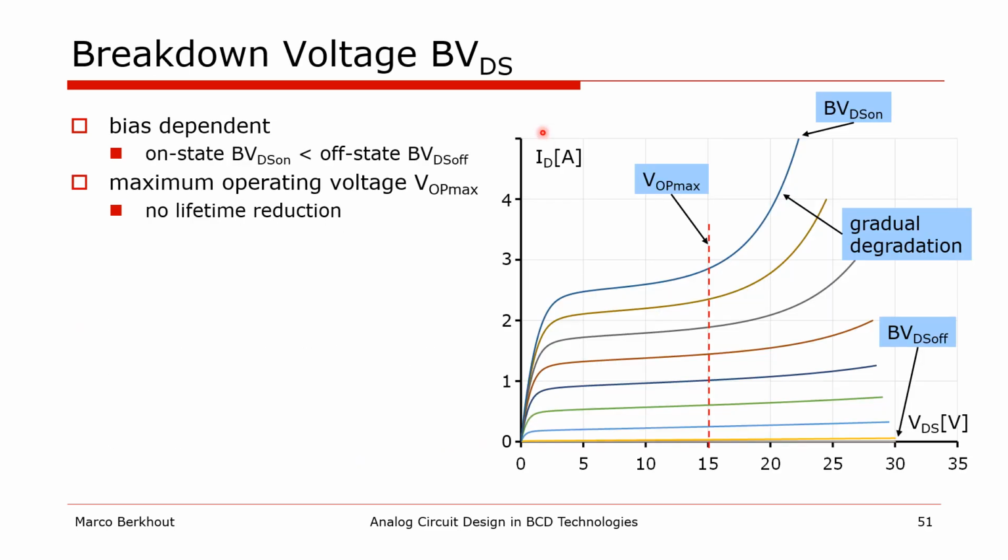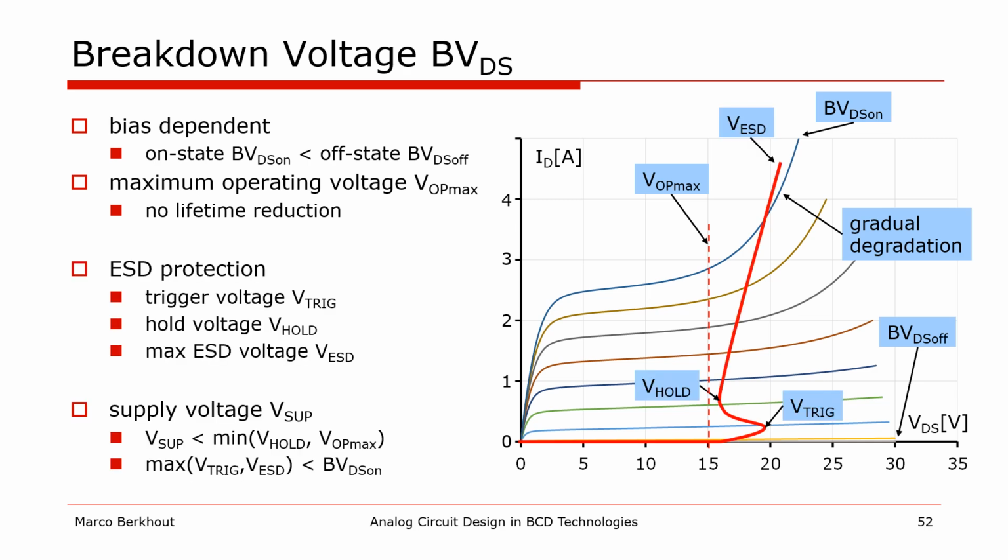I already mentioned the breakdown voltage as a limit of the safe operating area. In practice, this limit is not so clear. First of all, the breakdown voltage is bias dependent. The off-state breakdown of a device is higher than the on-state breakdown. Furthermore, as can be seen in this graph, the on-state breakdown is kind of gradual. And before the device actually breaks down, it will start degrading. So, usually, high voltage devices have a maximum operating voltage rating that is significantly lower than the actual breakdown to guarantee the safe operation over lifetime.